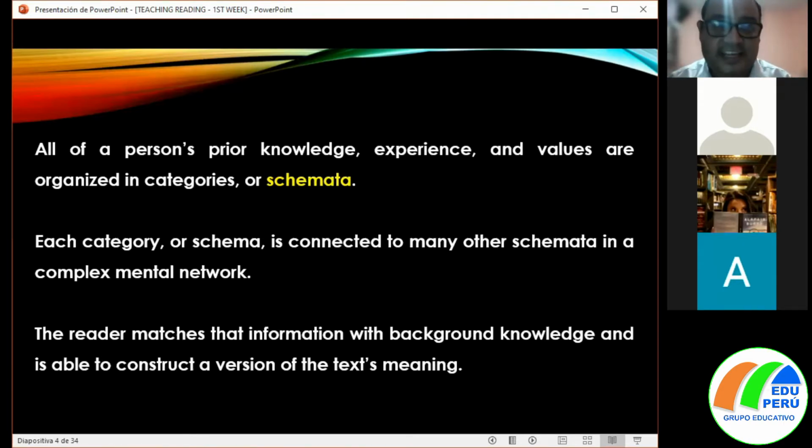So the understanding or the comprehension of this text could be different. All right? So notice here the theory of this schemata or schema. All this information, all this prior knowledge, all these experiences are called schemata, categories. They are divided into categories, and they create a complex mental network in order to construct your version of the text meaning.